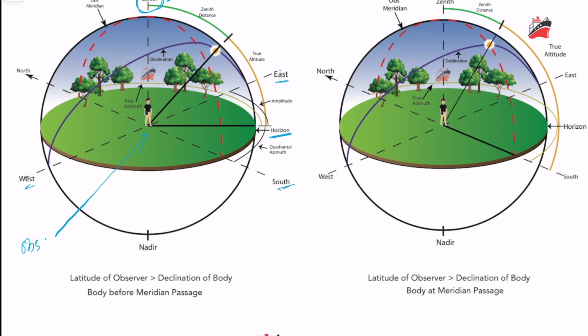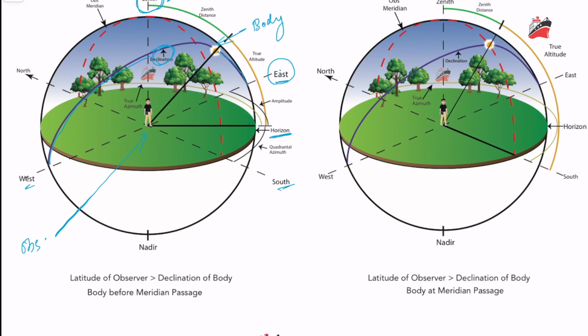Now what is azimuth, what is zenith distance, what is true altitude? Let me show you. True azimuth is measured from north towards the body. Now you see this blue purple line, this is the declination. So the sun rises from the east. The sun rises from the east direction, so this is the body.